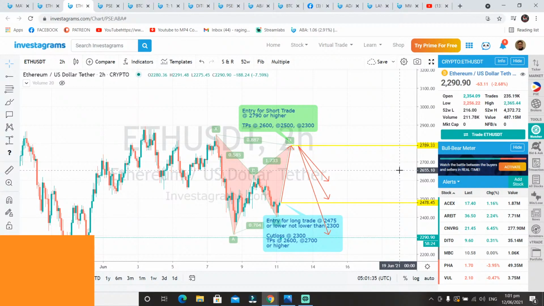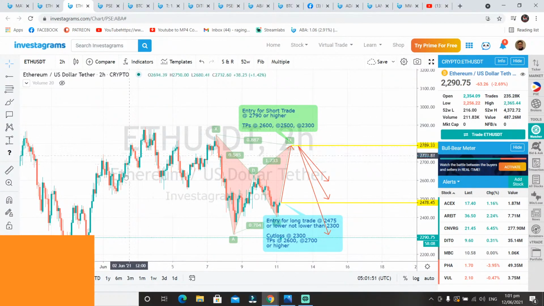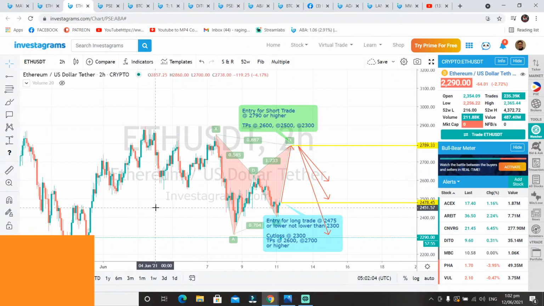And after this one, since we have already discussed the Gartley pattern, the cipher pattern, and now the shark pattern, I will be identifying some of those patterns within a chart, within a particular crypto altcoin, so that you would know how to properly use them in combination with each other.